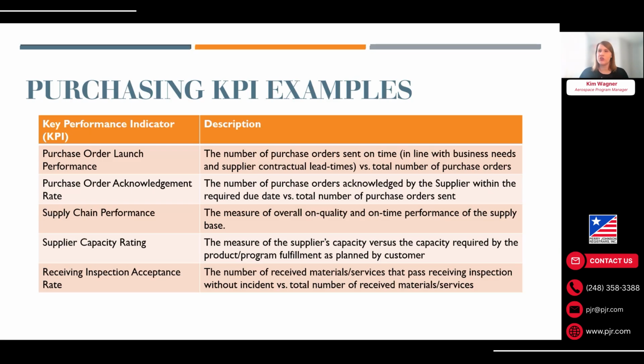Supply chain performance, just looking overall at how well suppliers are performing in terms of quality and on-time delivery. We're going to talk about that a little bit more a little later. Supplier capacity rating. This would measure the supplier's capacity versus the capacity required by the product or the program. And then receiving inspection acceptance rate. This would measure the total number of incidents in the receiving inspection process. How many rejections were there in receiving inspection? And again, these are all zeroed in on the purchasing activities.